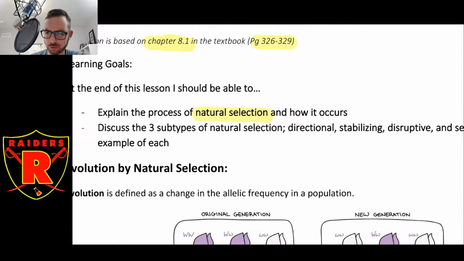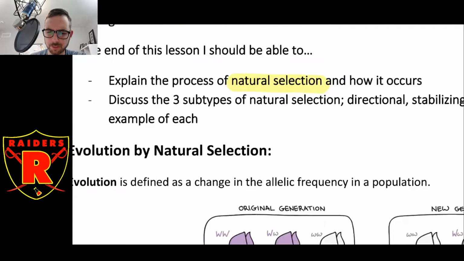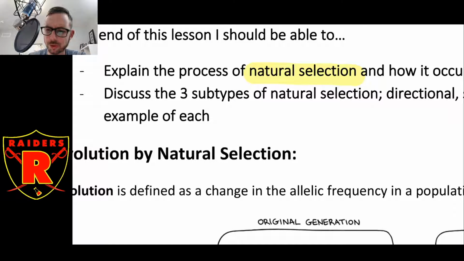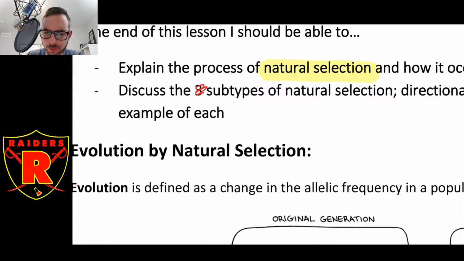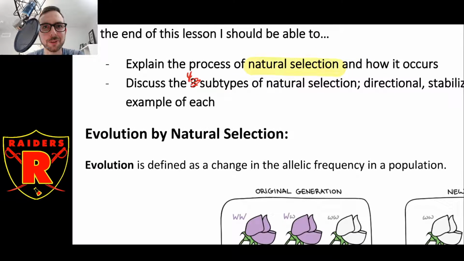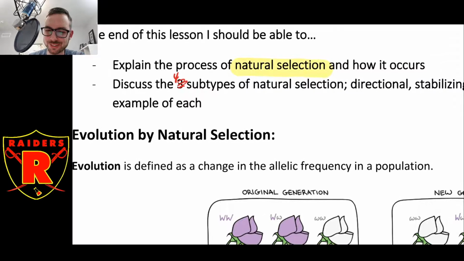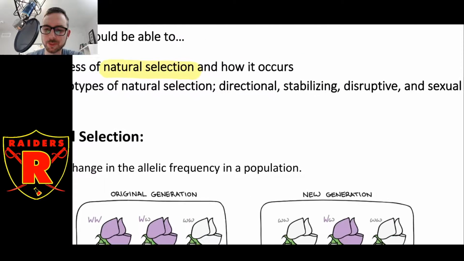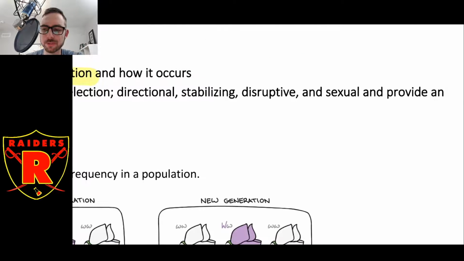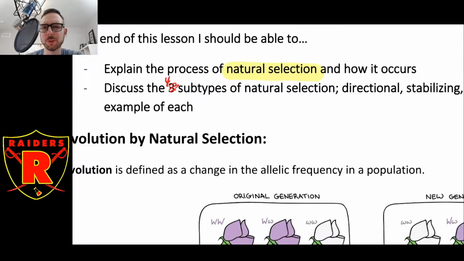There's actually 4 subtypes of natural selection. Whoops, there's a typo already. There's 4 subtypes. Oh, not 14. I haven't used my iPad in a little bit, so I'm a little out of practice. So there's 4 subtypes, which are directional, stabilizing, disruptive, and sexual selection. You should be able to discuss an example of each of those.